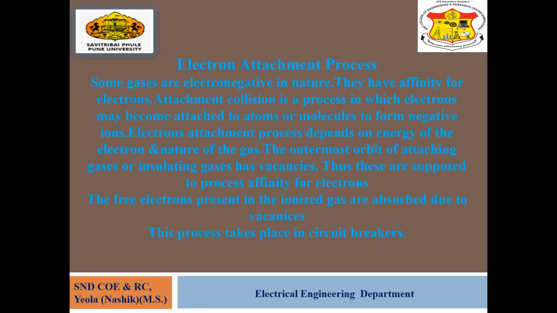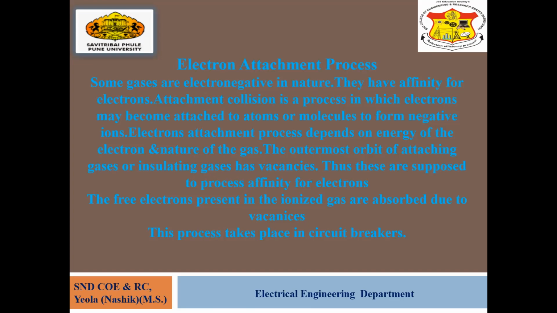the electron attachment process. What is this electron attachment process? We know that some gases are electronegative in nature. What do we mean by electronegative nature? It means that they have a deficiency of certain electrons. Up till now, what we have seen is dislodging, that is, detachment. Here is the attachment.